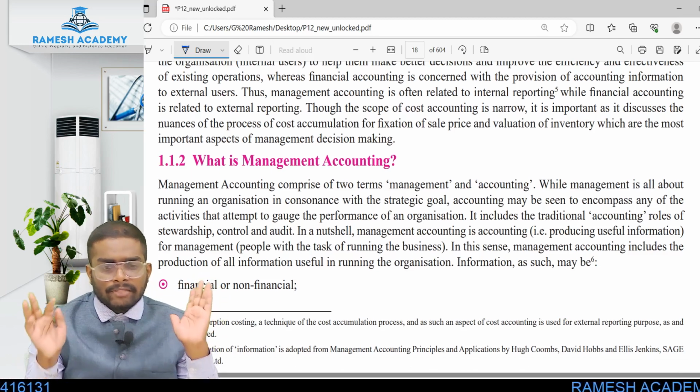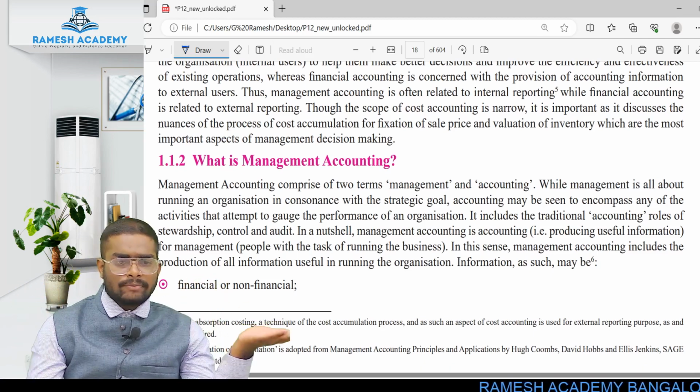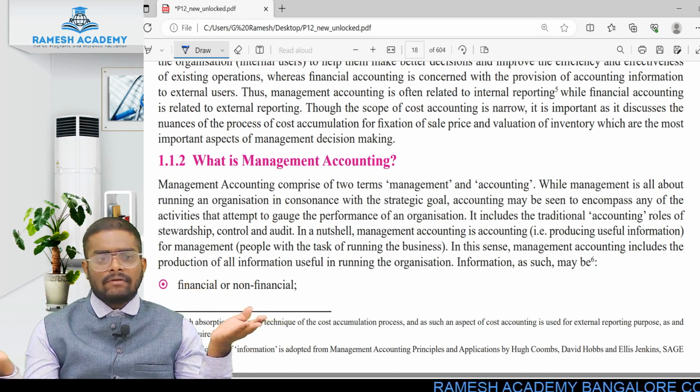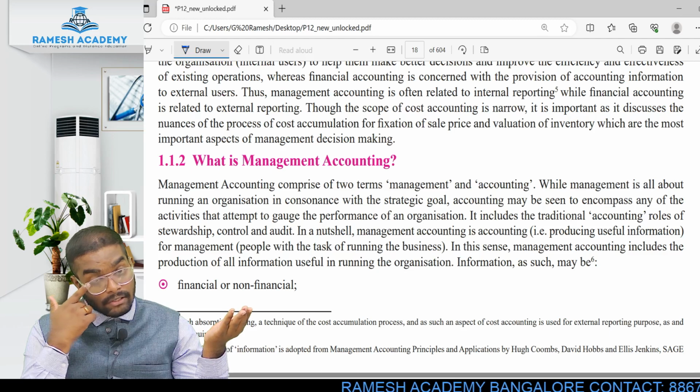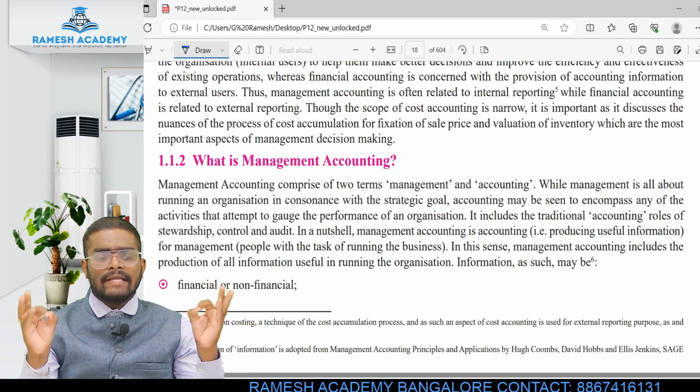So what is management accounting? As the word says, we have two things: management and accounting. Accounting we have learnt. What is accounting? It is financial transactions, but it also includes audit and all those steps. What is management? Management is nothing but managing the people.